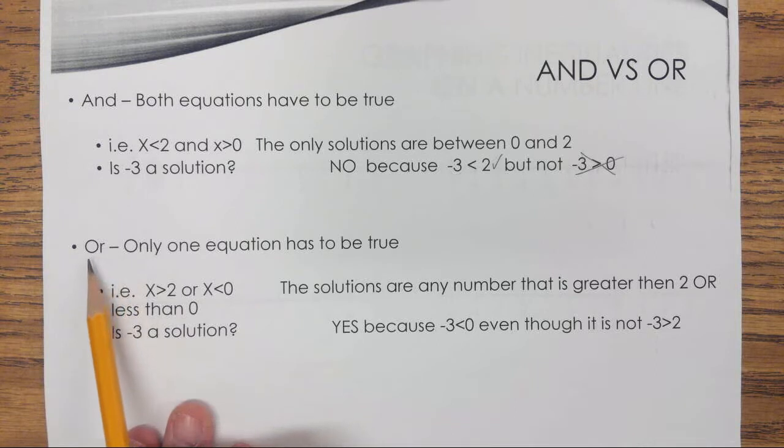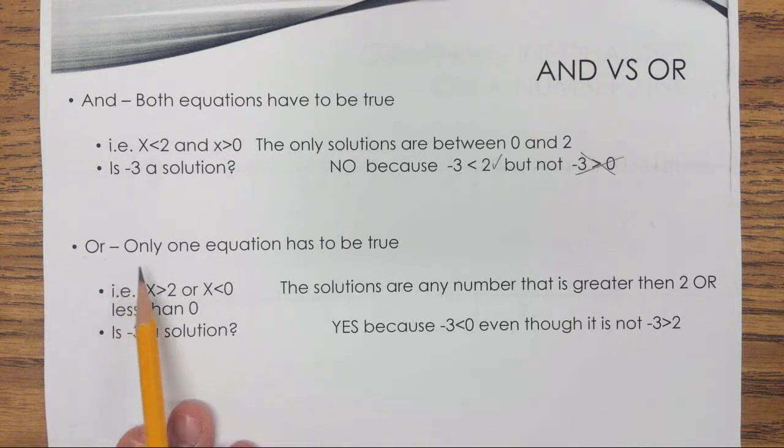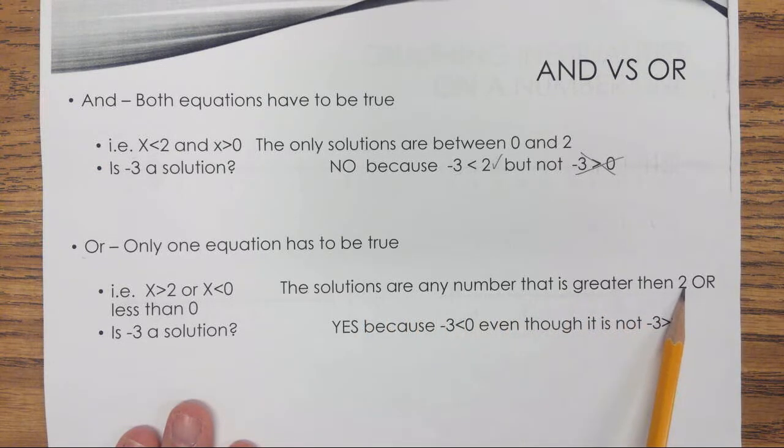Now, the word or tells us that only one inequality has to be true. In other words, if x is greater than 2 or x is less than 0, the solutions are any number that is greater than 2 or any number that's less than 0. So it could be either or.